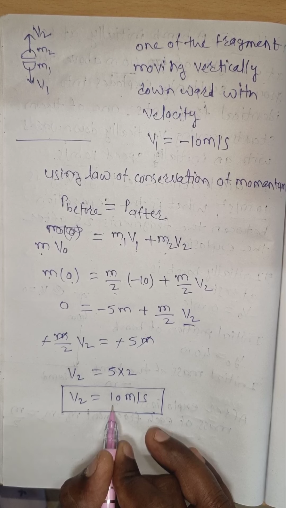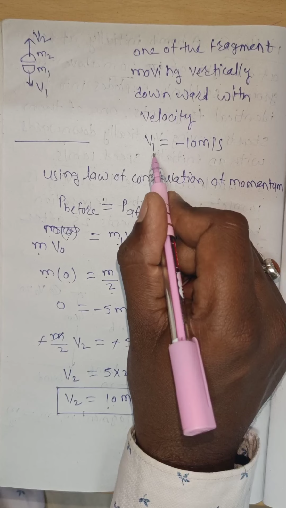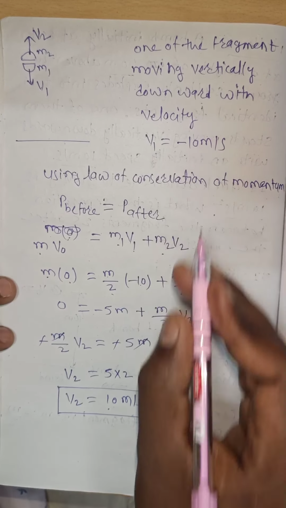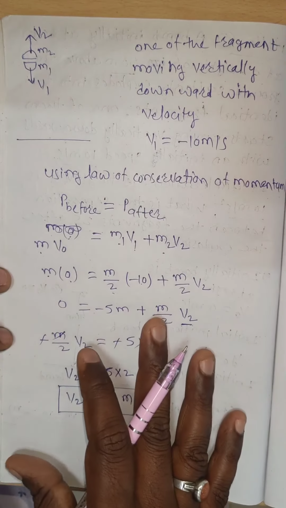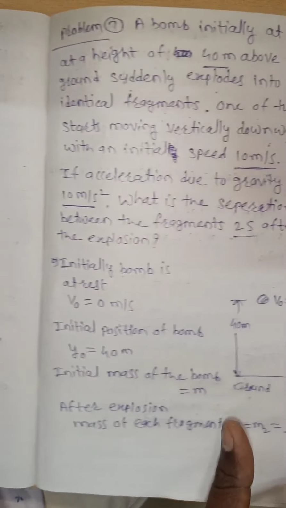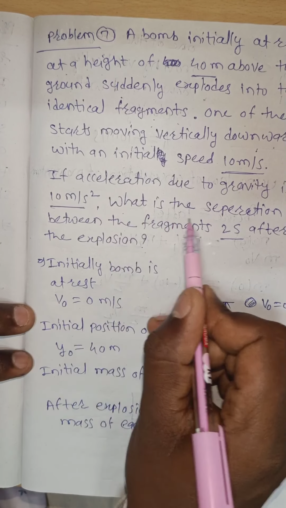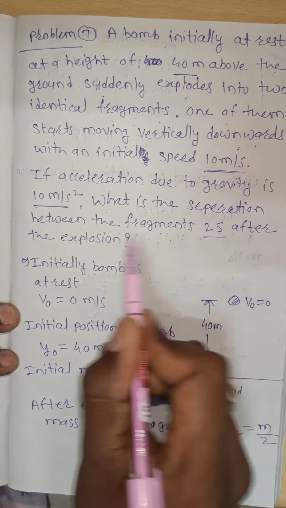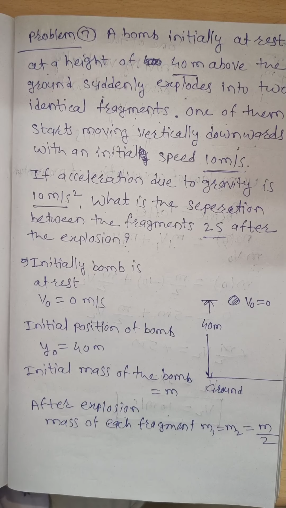This fragment moves with velocity v2 equal to 10 meter per second in an upward direction. Now, what is our aim? One fragment is moving downward and the other fragment is moving upward. Now we have to find the separation between the fragments 2 seconds after the explosion.